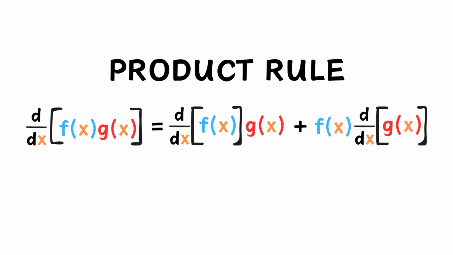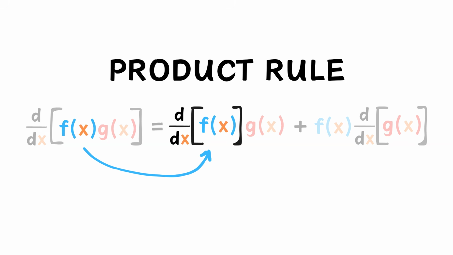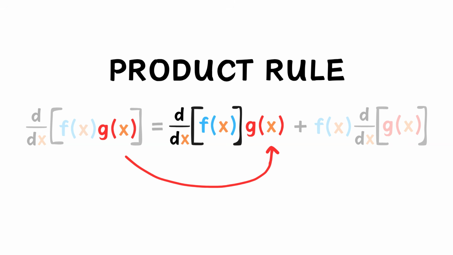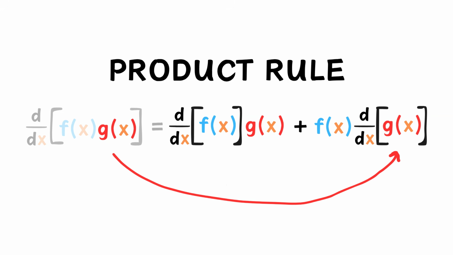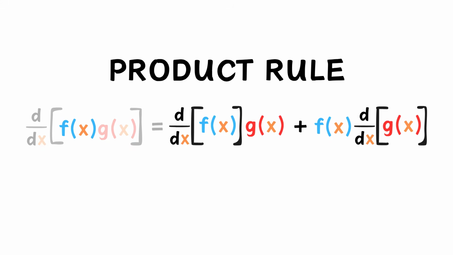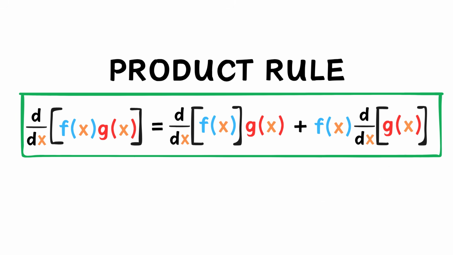The product rule is used when we are differentiating the product of two functions. To use the product rule, first we take the derivative of the first function and multiply it by the second function. We then add this to the product of the first function and the derivative of the second function. When we have this, the result is our derivative.